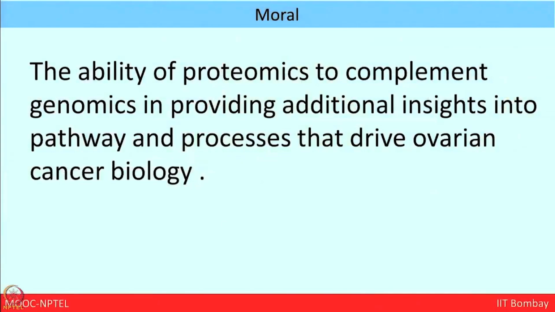So, the moral from the study: we understand that the ability of proteomics to complement genomics is providing additional insights into the pathways and processes that drive ovarian cancer biology. The complete data which we are getting from genomics is not enough to lead to a well profiled diagnosis and treatment of cancer. So, all the important things like mRNA information, protein information and PTMs, the post translational modification information, need to be gathered and further correlated among themselves, and only then can we reach a conclusion and take this information and further validate it in clinical trials.